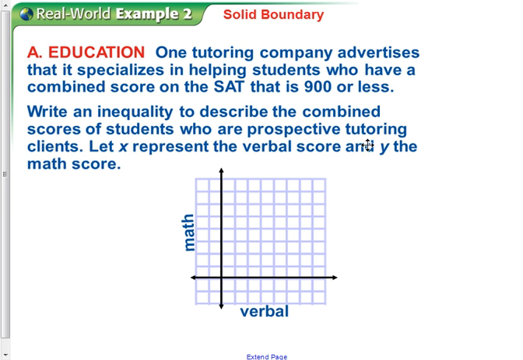Alright, and then we have to think about how does this verbal score and math score work together. So it's a combined score, and they have to be 900 or less. So that means if we take x and y and add them together, it has to be less than or equal to 900. So let's write that out in an equation.